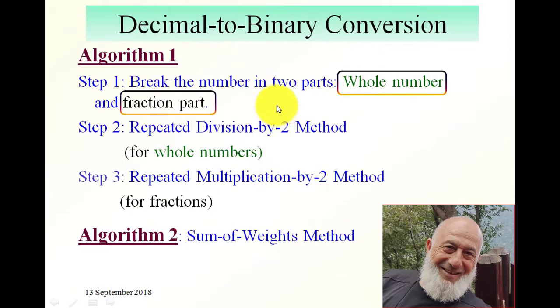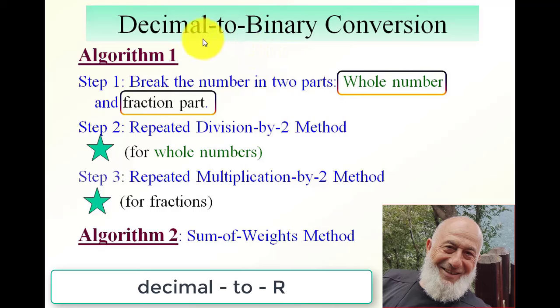Converting from decimal to binary. We have two algorithms to do this. In algorithm 1, we break the number into two parts: the whole part, the whole number, and the fractional part. For the whole part, we do repeated division by 2, since we are converting into binary. For the fractional part, we do repeated multiplication by 2.